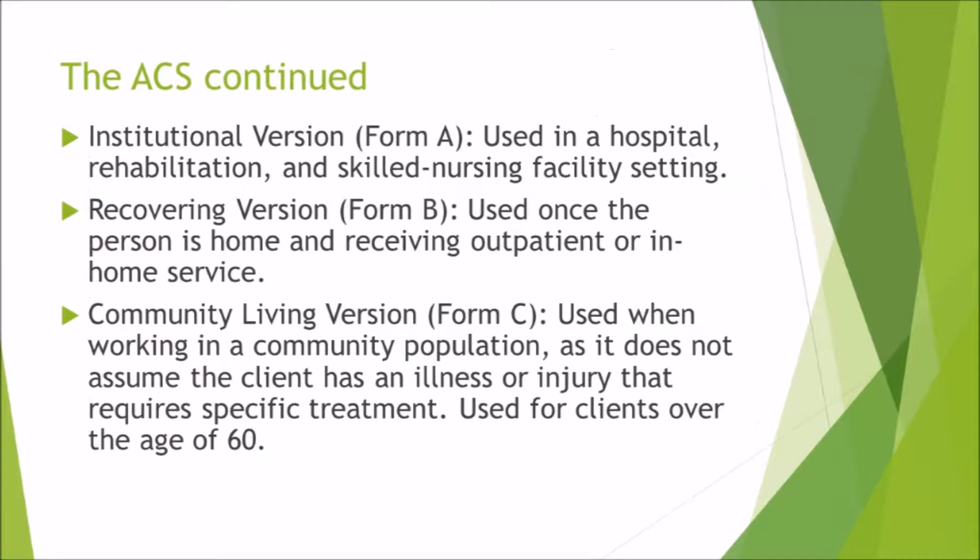Institutional version Form A is used in a hospital, rehabilitation, and skilled nursing facility setting. Recovering version Form B is used once a person is home and receiving outpatient or in-home service. Community living version Form C is used when working in a community population, as it does not assume the client has an illness or injury that requires specific treatment. It is also used for clients over the age of 60.